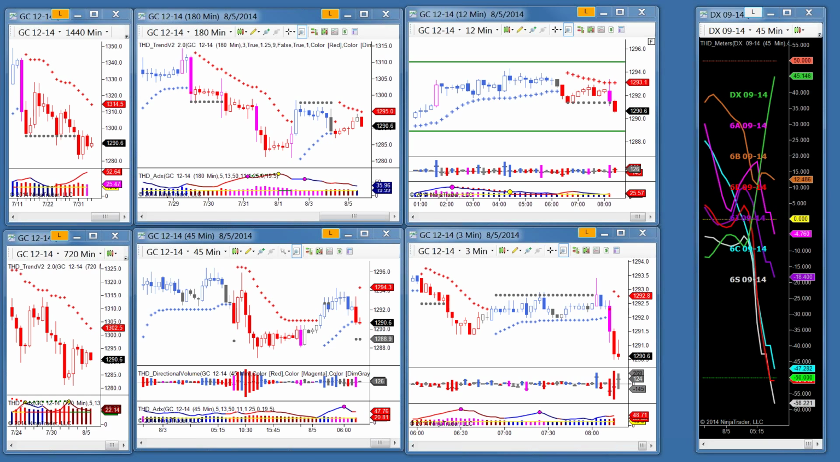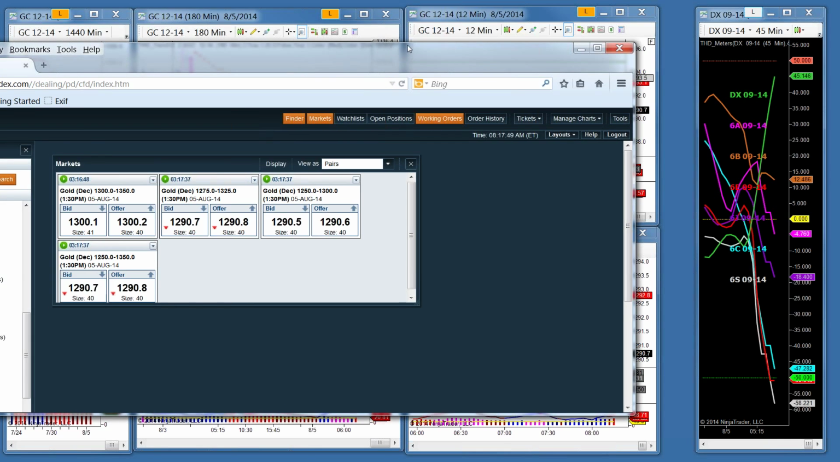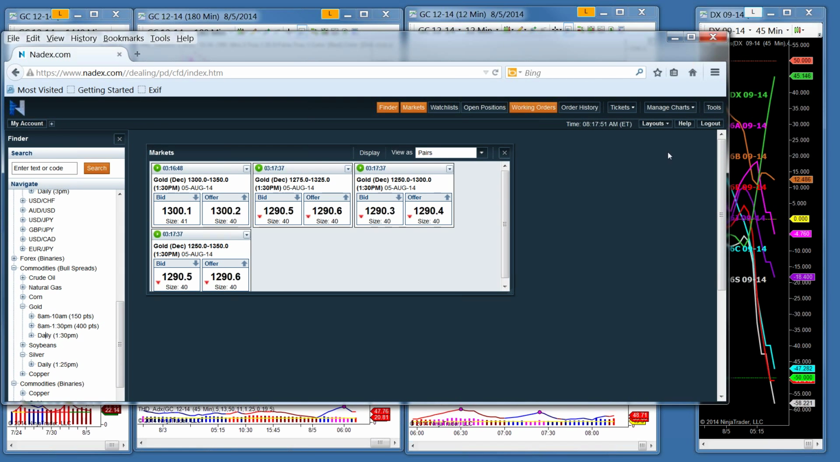James is asking if we could check out a binary spread that may work for that. So let's go to bull spreads for gold. And you could go out to the daily. Price is at 1290.8 right now. And I'm going to pull this window over so y'all can see it.